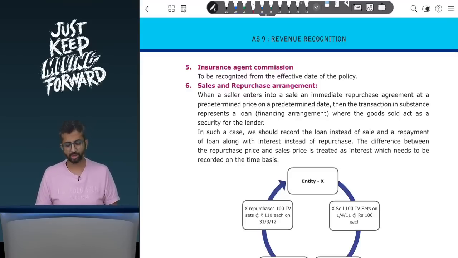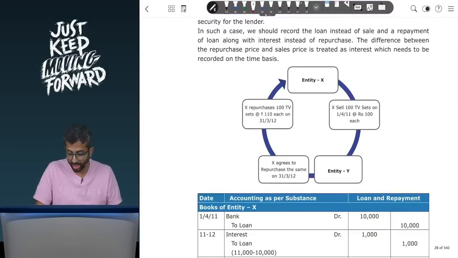Insurance agent commission will be recognized from the effective date of the policy. Sales and repurchase, it's a very interesting thing over here, where let us say you have X which is selling 100 TV sets of rupees 100 each to buyer Y. X agrees to repurchase the same by the end of the year at 110.